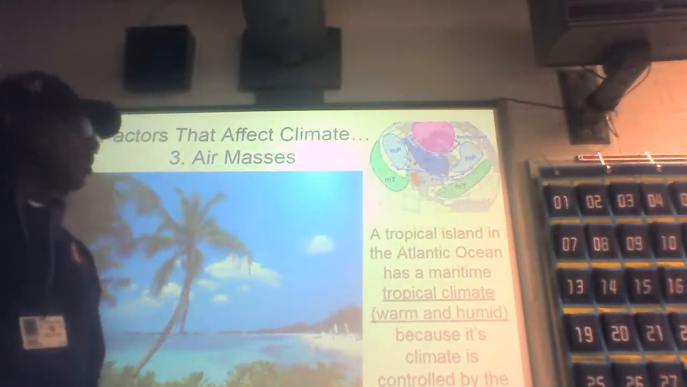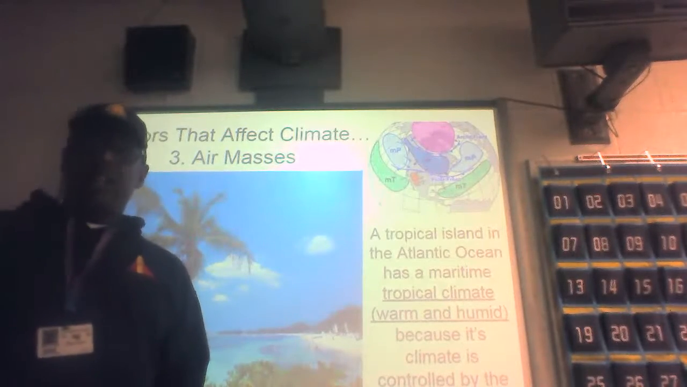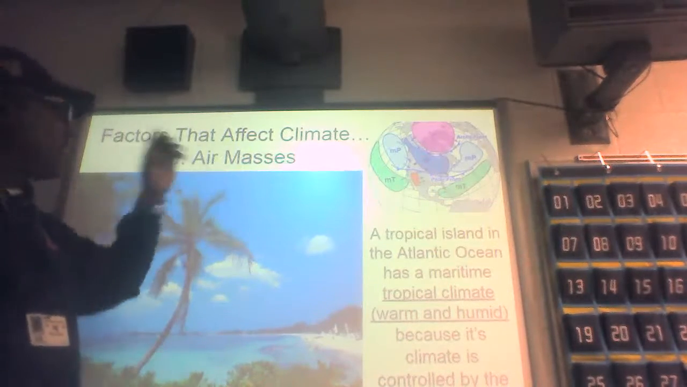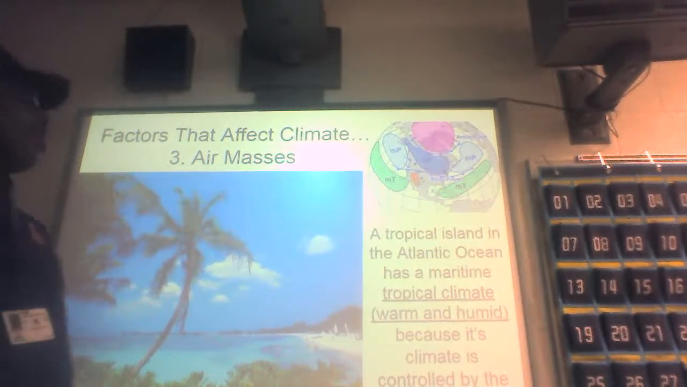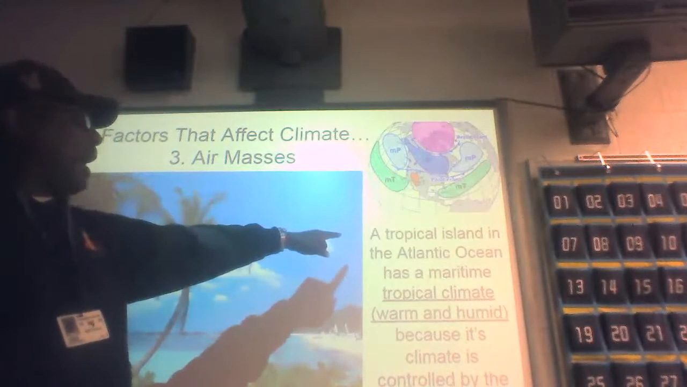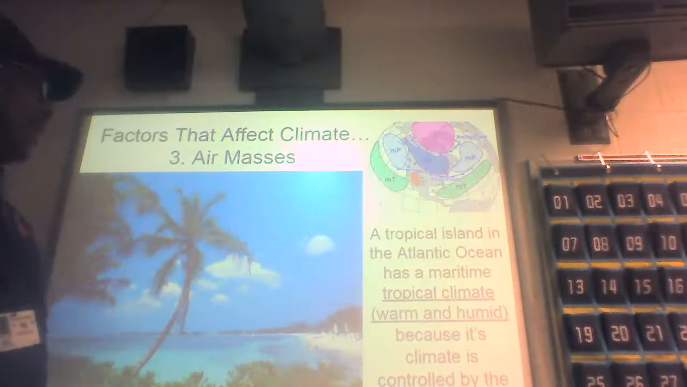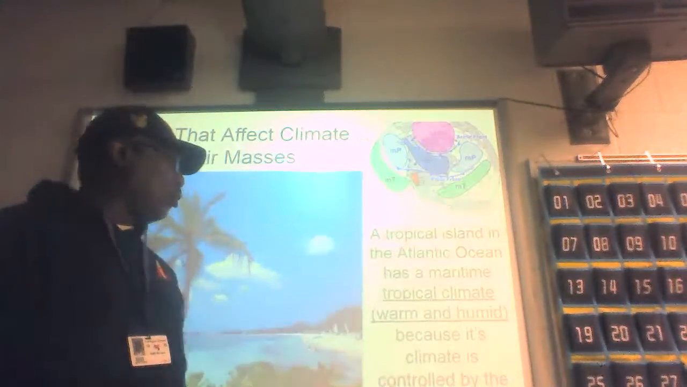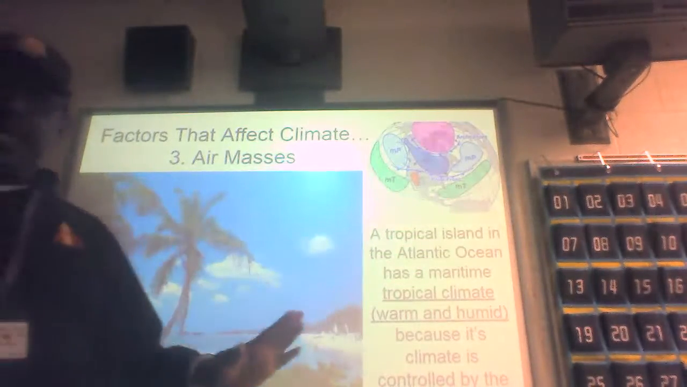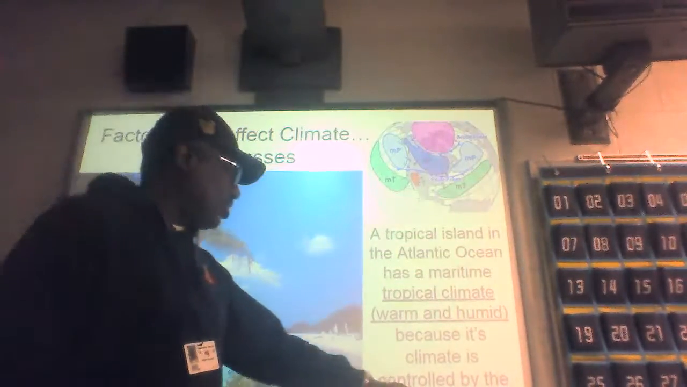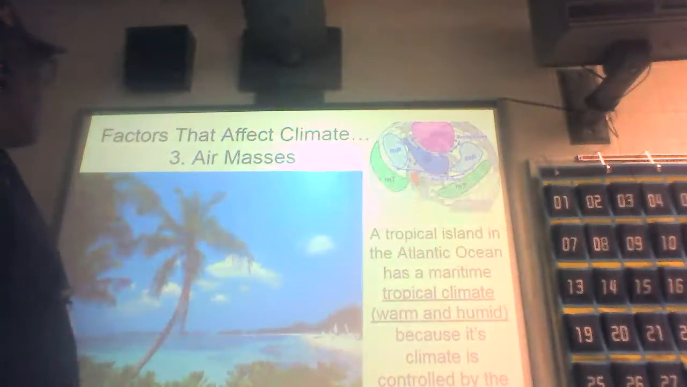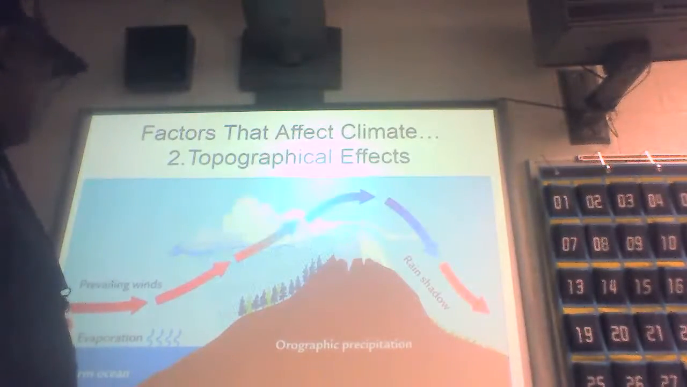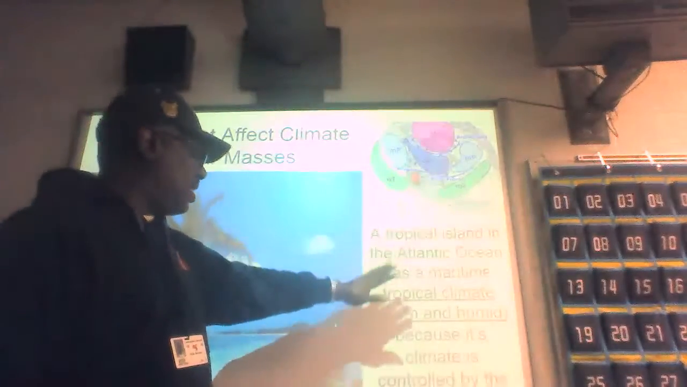Okay, there are some factors that affect climate. Those factors are air masses. Now, a tropical island in the Atlantic Ocean has a maritime tropical climate that is warm and humid because its climate is controlled by mT air masses. Okay, mT air masses. Did I skip one? Let me go back. No, I didn't. Okay, so get this down, mT air masses.